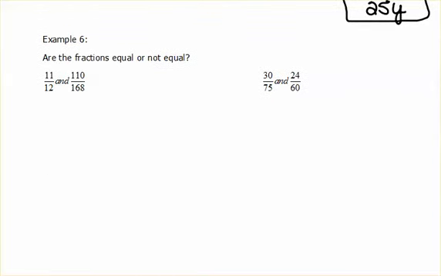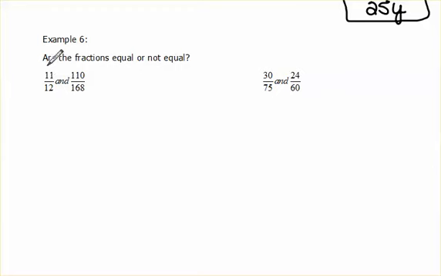For example, 6, this says, are the fractions equal or not equal? Well, there are a couple of different ways that you can go about trying to figure this out. You can make sure that both fractions are completely simplified and then see if they're the same. Another way is a cross multiplication technique. So we're going to do it both ways so that you can see both of these methods and pick for yourself which way you like to do it the most. But I do want you to see both ways.